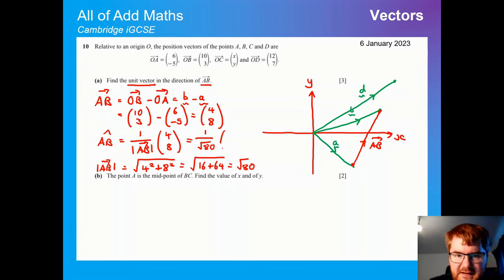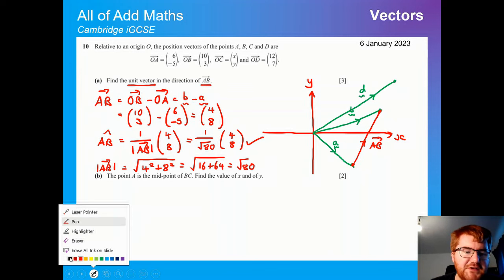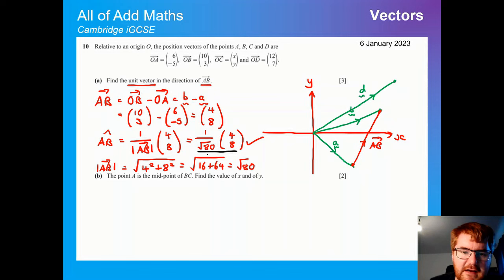Again, you could simplify this, and then the vector we worked out before, which is 4, 8. For the examiner, I would certainly just underline this, making it really clear that that is my final answer for this question. Now, on to part B.